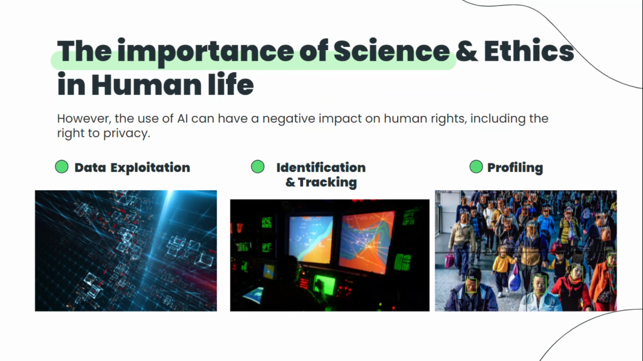The last is profiling, where AI can use information as input for the purpose of sorting, scoring, classifying, evaluating, and ranking people. And this is often done without any consent, and they often have no ability to affect the outcomes of these tasks.